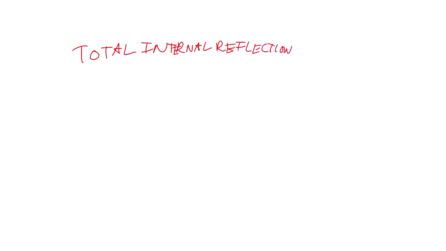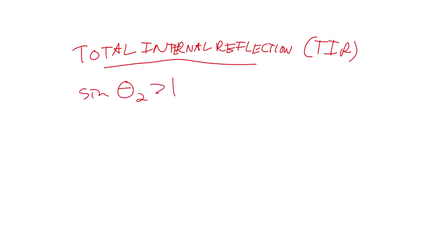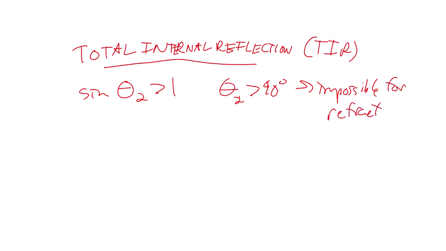Boom. TIR is when theta 2, or the sine of theta 2, is greater than 1. So when is the sine of theta 2 greater than 1? Well, that means that theta 2 is greater than 90 degrees, which of course is impossible for refraction, which means that there's no refraction. It's just reflecting back into the same medium. I'll refer you to the picture on the other side I just drew if you want a picture of this. But here's the math. Math of TIR, total internal reflection.